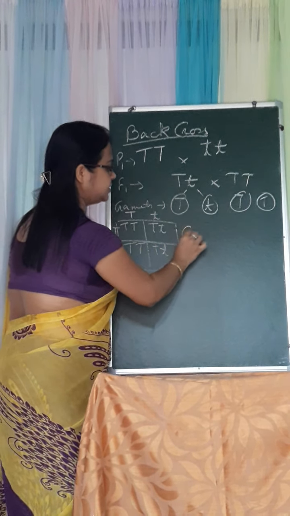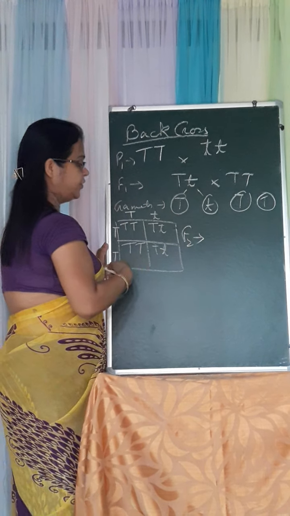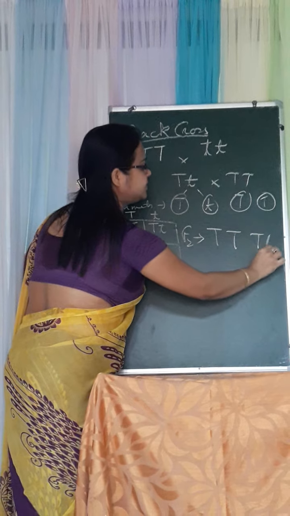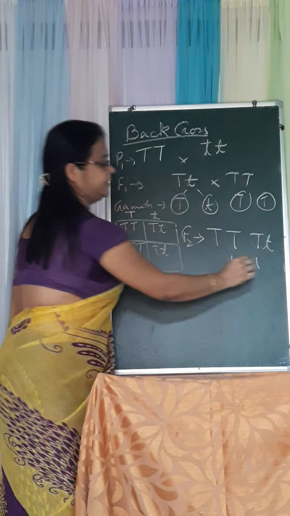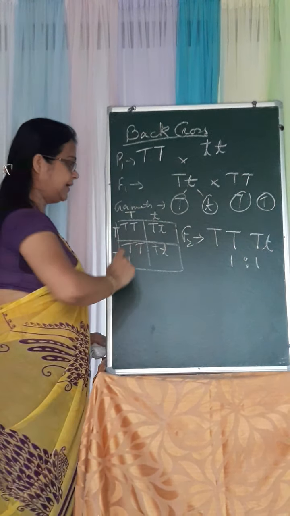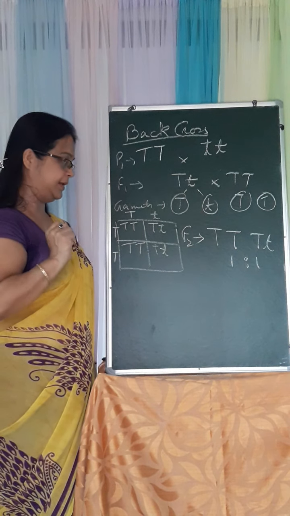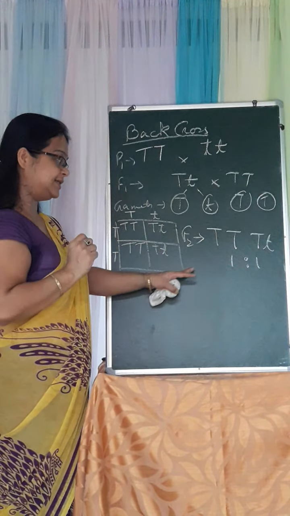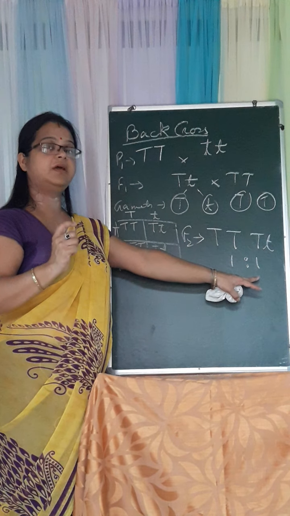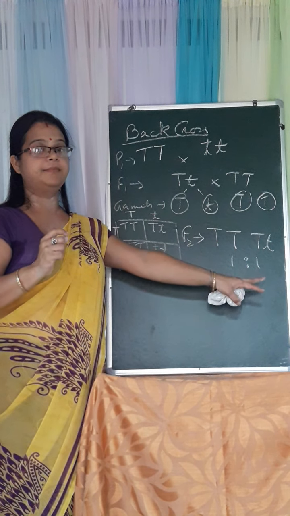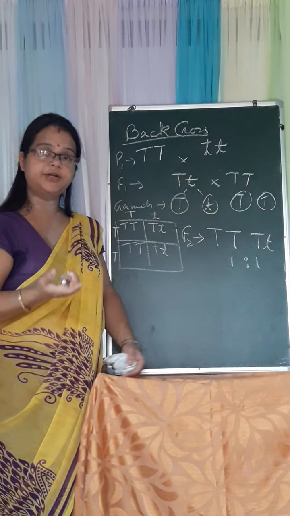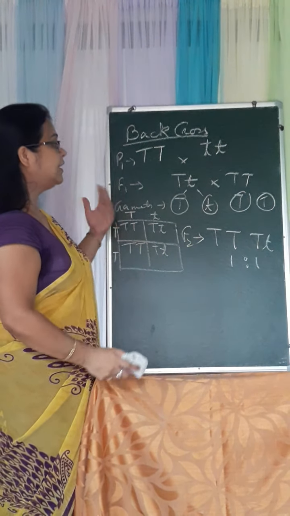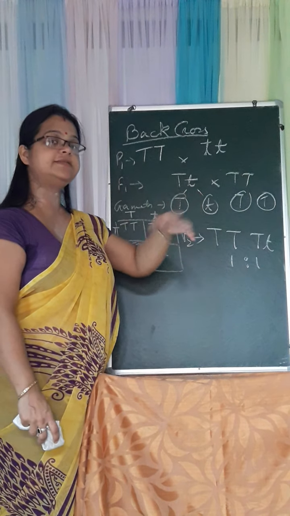So in the F2 generation, what will we get? Capital T capital T and capital T small t in the ratio 1:1. That means 2 plants are capital T capital T and 2 plants are capital T small t. So we are getting it in the ratio 1:1. So actually we are getting 2 genotypes, but the phenotype is the same, isn't it? Both are tall plants. So this is one back cross. Again, as already told, it is with either parent.